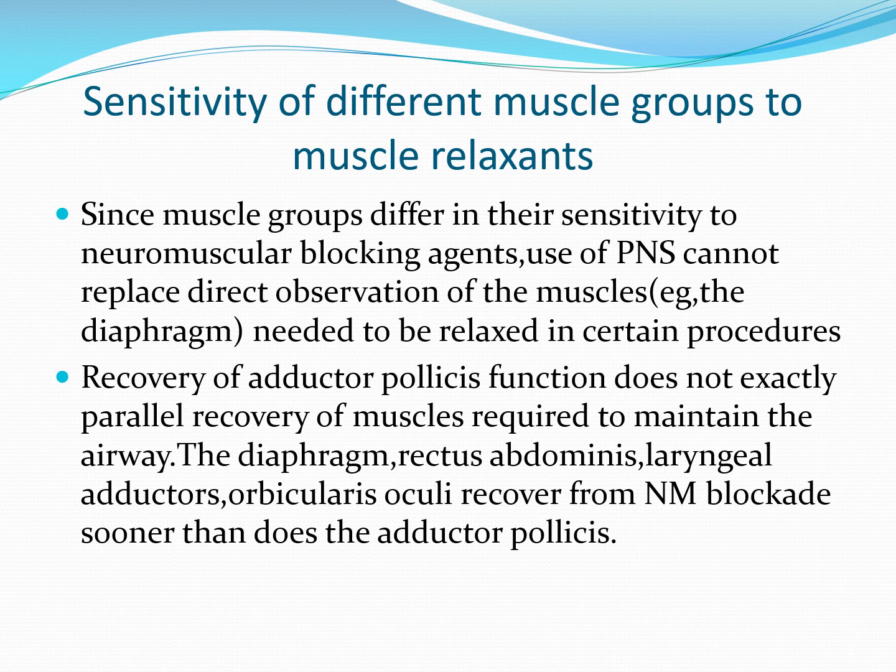There's different sensitivity of the muscles to muscle relaxants. Since muscle groups differ in their sensitivity to neuromuscular blocking drugs, the use of a peripheral nerve stimulator cannot replace direct observation of the muscle, as the diaphragm needs to be relaxed in certain procedures. Recovery of the adductor pollicis function, which is used commonly through ulnar nerve stimulation, doesn't exactly parallel recovery of the muscles required to maintain the airway. The diaphragm, rectus abdominis, laryngeal adductors, or orbicularis oculi recover from neuromuscular blockade sooner than does the adductor pollicis. And this is a matter of safety, of course, that we shall see now.